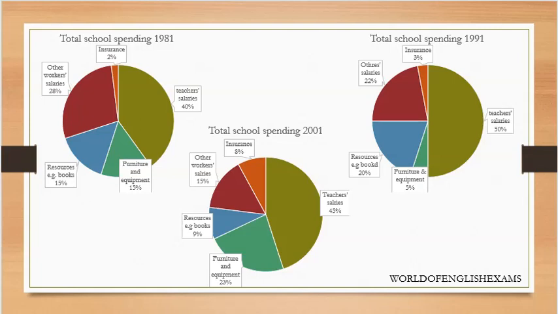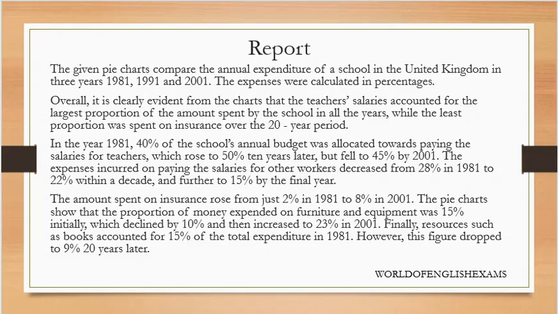Fine. So that is the end of the report, and if you put all the body paragraphs, the introduction and overview together, this is how the report will look. The given pie charts compare the annual expenditure of a school in the United Kingdom in 3 years, 1981, 1991 and 2001. The expenses were calculated in percentages. Overall, it is clearly evident from the charts that the teachers' salaries accounted for the largest proportion of the amount spent by the school in all the years, while the least proportion was spent on insurance over the 20-year period. In the year 1981, 40% of the school's annual budget was allocated towards paying the salaries for teachers, which rose to 50% 10 years later, but fell to 45% by 2001.